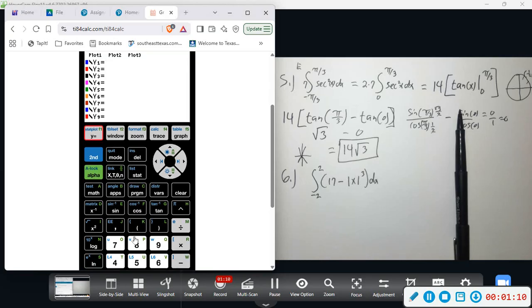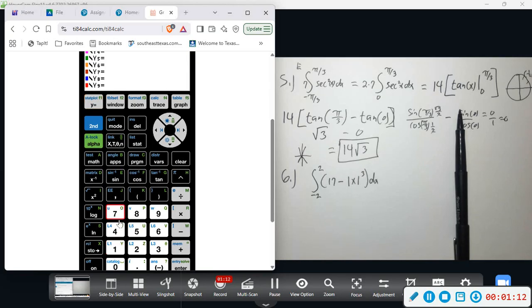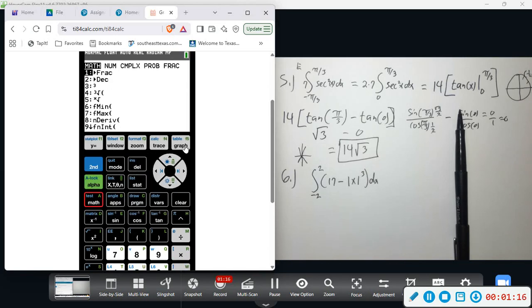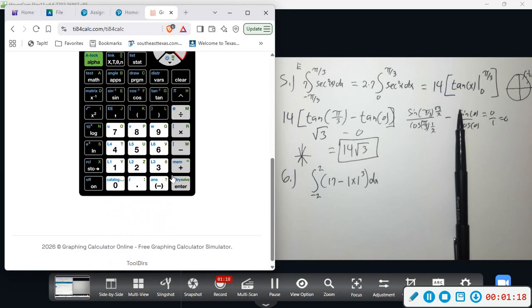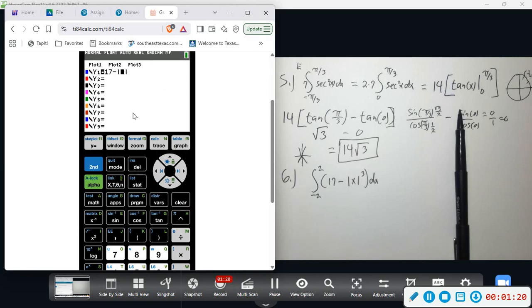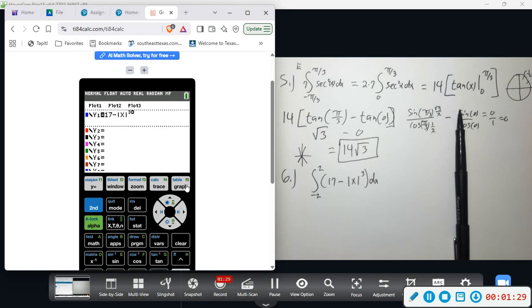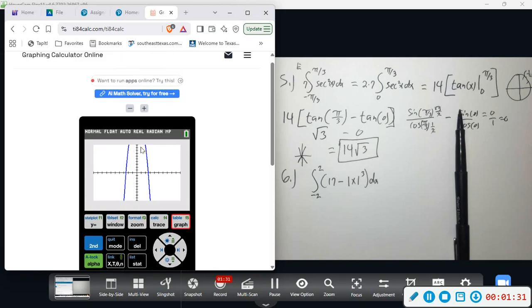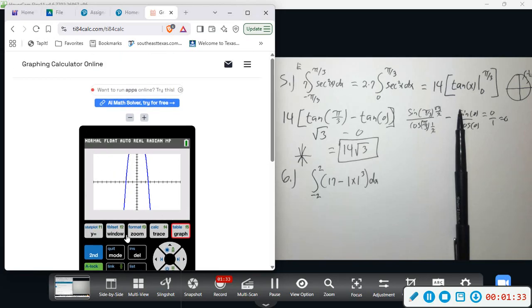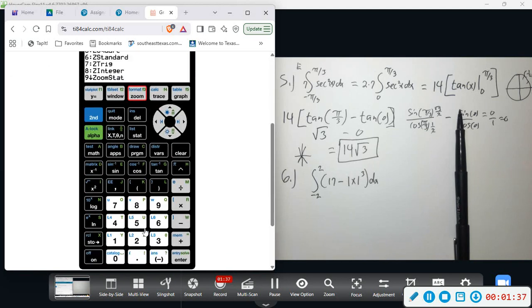So let's do 17 minus math absolute value of x raised to the 3rd. Let's see what this graph looks like. Zoom, let's just say zoom out.